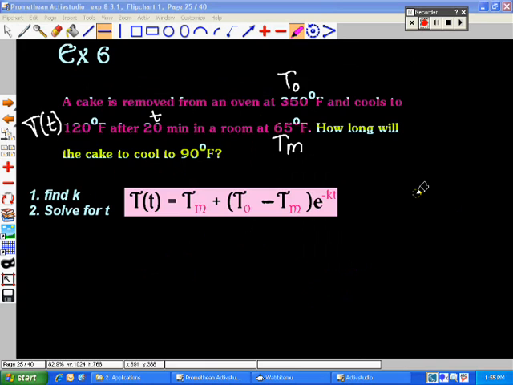So to answer the last question, how long? They're looking for little t. Will it take the cake to cool to 90 degrees? Now this 90 degrees is our new T of t, but the Tm and the T0 remain the same as in the original problem. So let's go ahead and solve for little t.